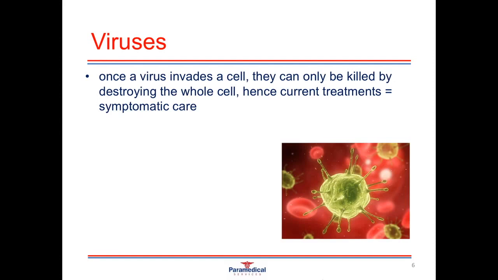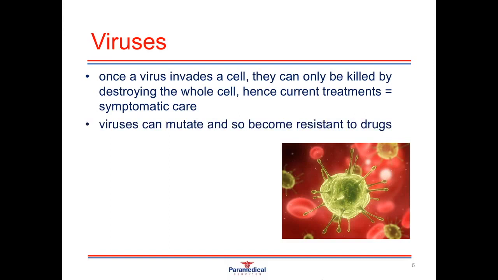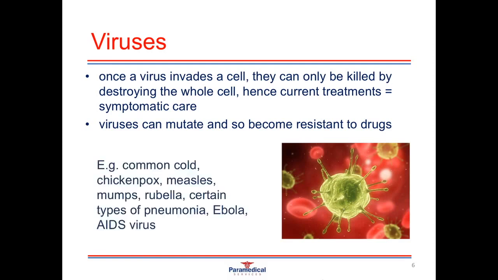And this has resulted in all current treatments of any type of viral infection being solely aimed at treating the symptoms of that virus and not at destroying the virus itself. Viruses can mutate, and so they become very resistant to drugs and medications. So the main defense against viruses is actually vaccinations and inoculations. Common types of viruses are things like the common cold, chickenpox, measles, mumps, rubella, certain types of pneumonia, the Ebola virus, which has been very big in the news as of late, and the AIDS or HIV virus.